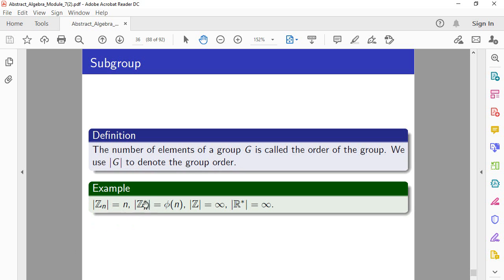What is the order of Zn star? Well, how many elements do I have in Zn star? If you recall, we have phi of n elements in Zn star. And what is the order of the group of integers? Well, that's infinite because there are infinitely many elements. The order of R star is also infinity. So if a group has infinitely many elements, then we say that the group has order infinity.